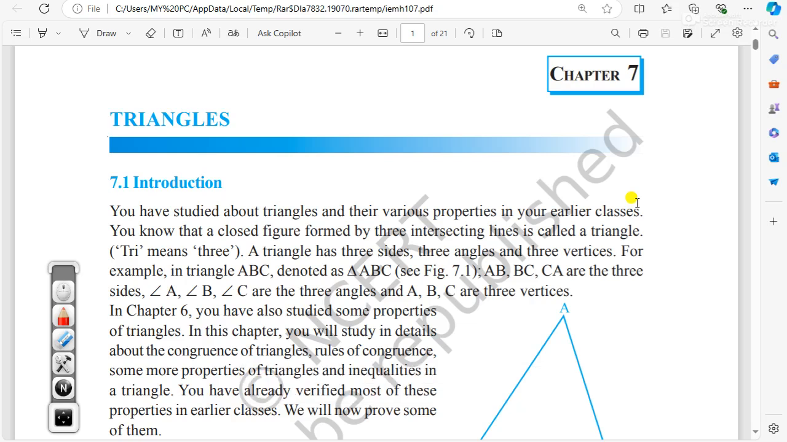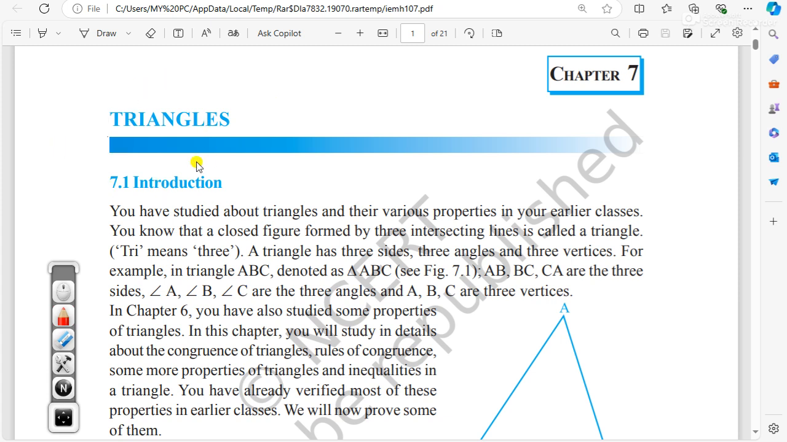Hello everyone. Today we shall discuss chapter 7, that is triangles. Today is a class of introduction, so we will introduce the different aspects of triangles.